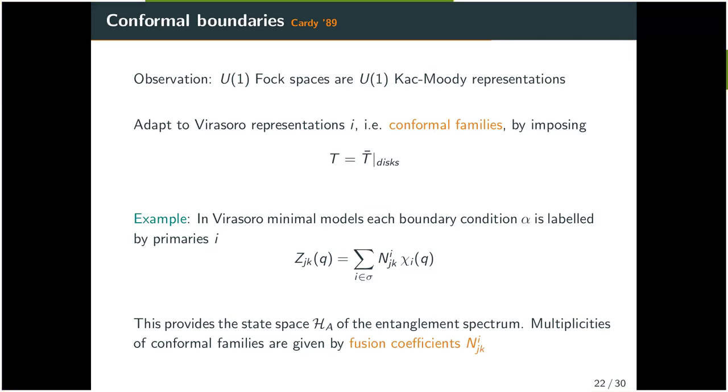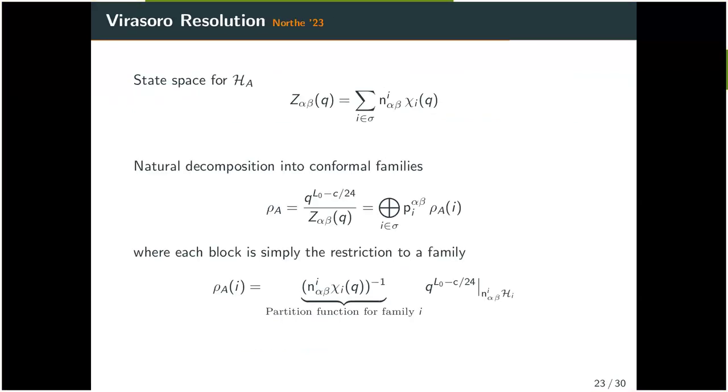I'm only going to demand that at the disks, the energy momentum tensors of the left mover and right mover agree. And then I'm going to get a partition function. This is a famous result by Cardy of '89, where you have primaries which label the boundary conditions. And these primaries give you fusion rules, and these fusion rules determine which characters are allowed in by the boundary conditions. So you can repeat all the business as before.